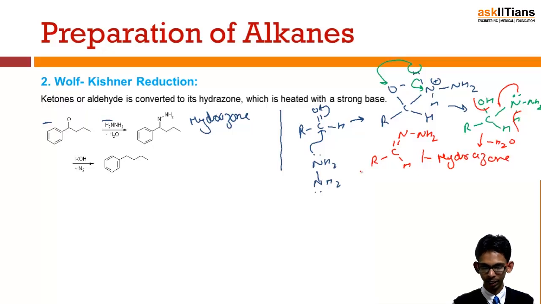This hydrazone is then treated with a strong base like KOH. This portion goes out and results in the formation of alkane. This hydrazone is reacted with KOH or NaOH, a strong base, to form alkanes.